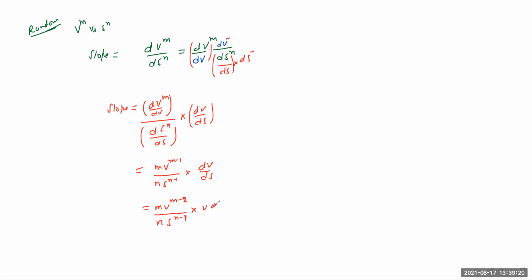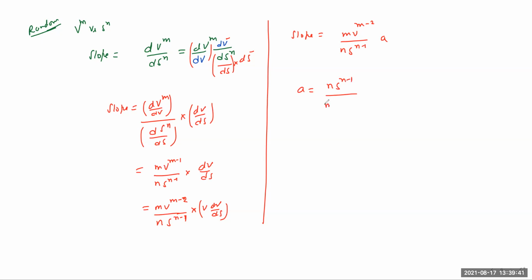dv by ds. So whenever we have v and s, we can always bring the acceleration for sure. So slope is how much? m v^(m-2) upon n s^(n-1) into acceleration. So a is how much? Into slope. So we can solve questions like this also.